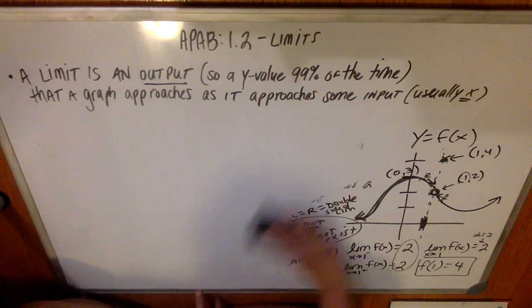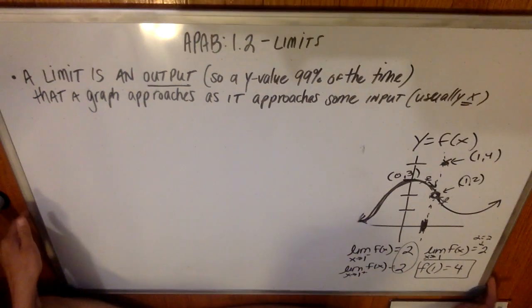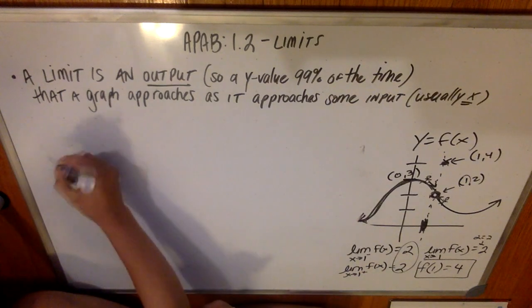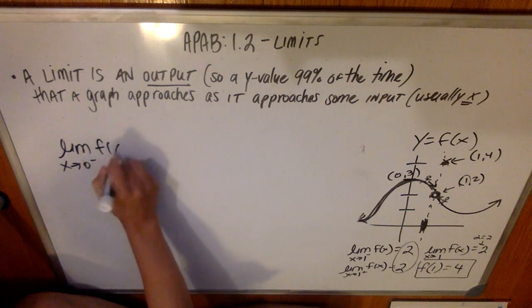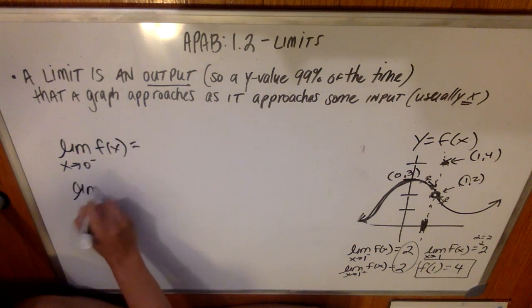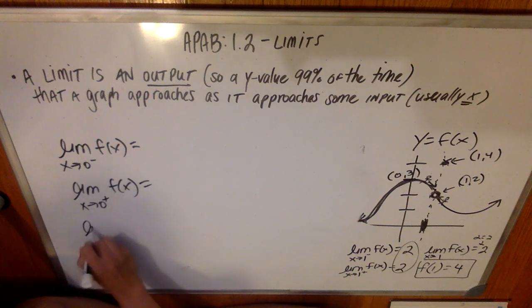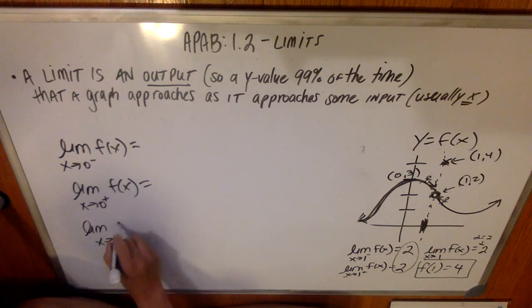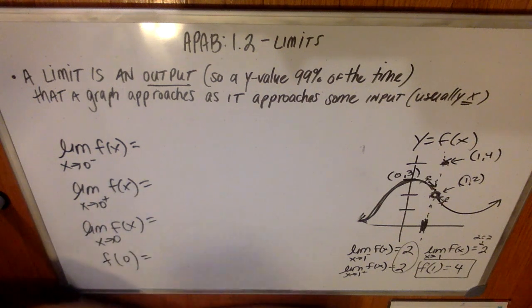So let's look at this same picture, and let's talk about the other point that I labeled, which is (0, 3), okay? So if we were to look at the limit as x approaches 0 from the left of that function, and the limit as x approaches 0 from the right of that function, and the limit as x approaches 0 with no side, the double-sided limit, and then actually what is f of 0. So let's look at that point (0, 3), right?